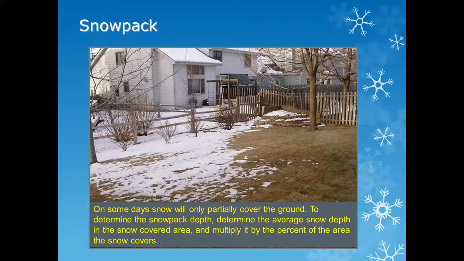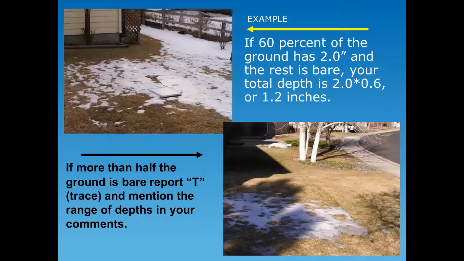So if you estimate, for example, that 60% of the ground is covered by 2 inches, you've measured that, you've got your average. The rest of the ground is bare. Your total depth you would report is 2 times 0.6 or 60%, or 1.2 inches. So you're just taking what proportion of the ground is covered and then calculating that percentage of the total ground to report your actual snow.